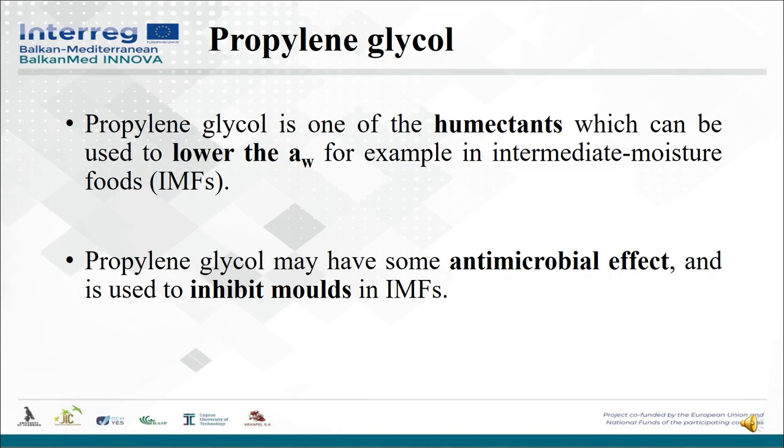Propylene glycol is one of the humectants which can be used to lower the water activity, for example in the case of intermediate moisture foods. Propylene glycol may have some antimicrobial effect and is used to inhibit molds in intermediate moisture foods. As for application as the only hurdle, it can be said that it is never used.